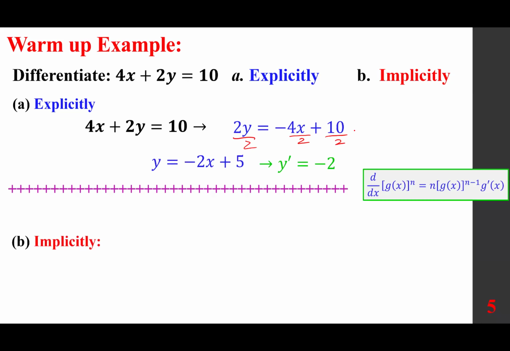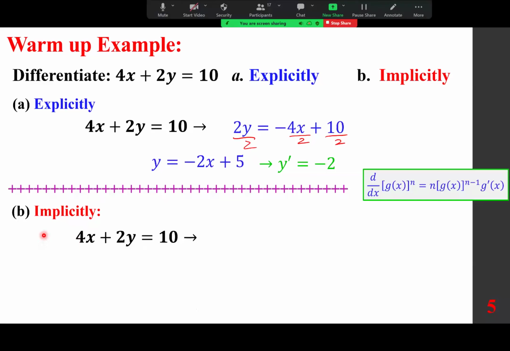This can be done implicitly, which means we are going to differentiate 4x and that gives us 4. We can differentiate 2y. Remember, g of x acts like a y. The derivative of g of x is g prime of x. So the derivative of y is either y prime or dy dx. So 4x is 4. 2y is 2 dy dx. Any number, including 10, results in 0 when you differentiate.